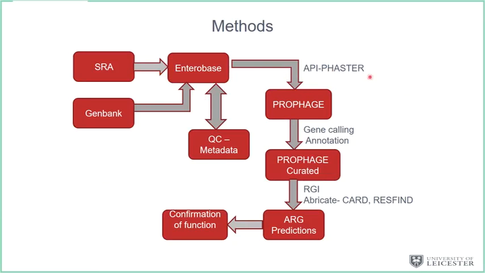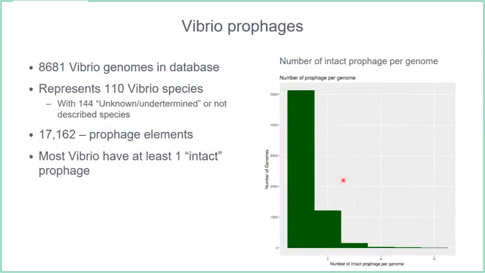We then use something known as PHASTER, which predicts the presence of prophages within those genomes. We do gene annotation and calling. We do some curation. We then, for the purpose of this talk, concentrated on looking for antibiotic resistance genes with a program called Abricate. Once we found those genes, we went on to look at the function. So in the end, after quality control and removal of some genomes, we ended up with a final data set of just over 8,500 Vibrio genomes.